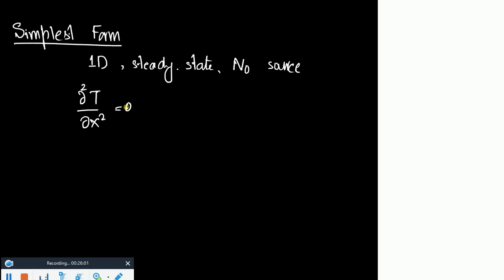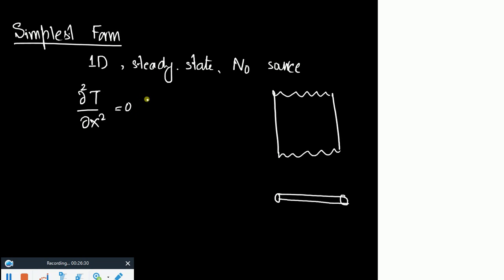Simple as that. Steady state means no storage is involved. No source means Q dot G is 0. 1D means you just need to take one dimension. Now it means that you are talking about either a wall of an infinite length, or a rod, where heat transfer is more dominantly in a single direction.